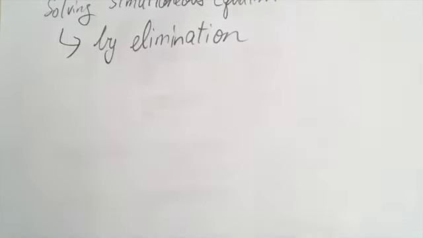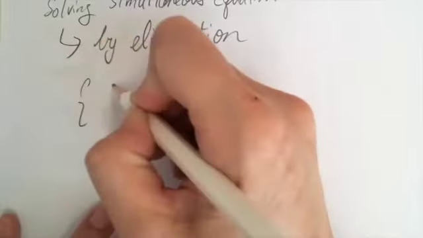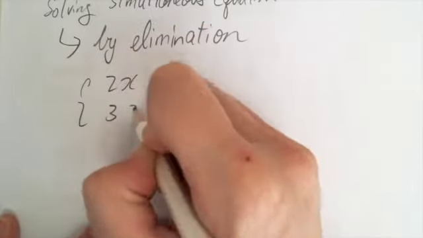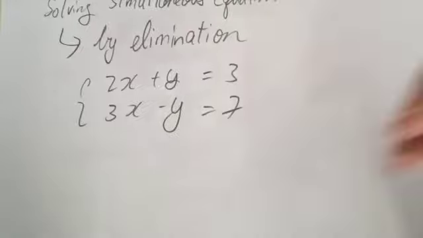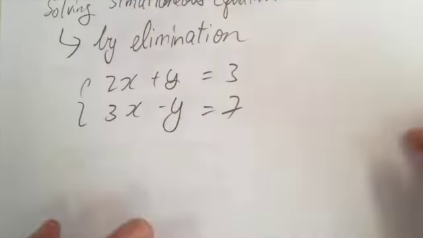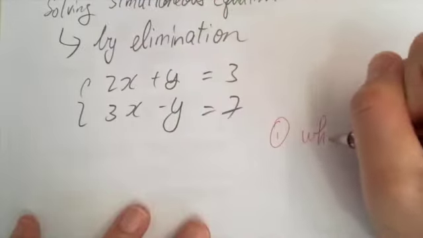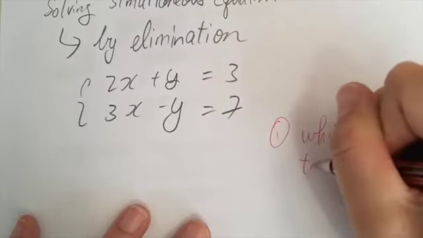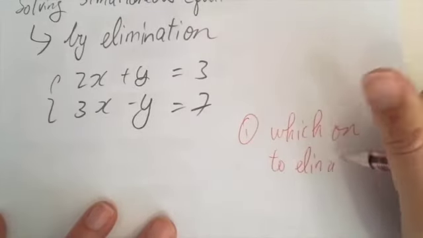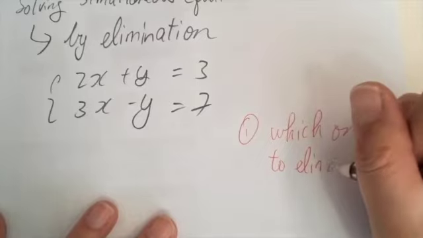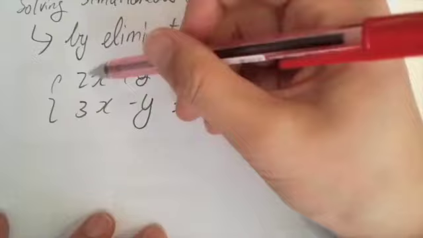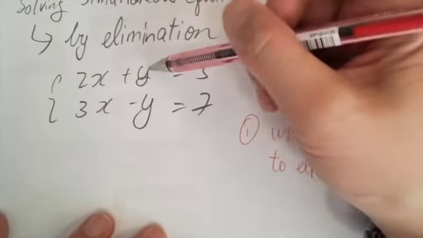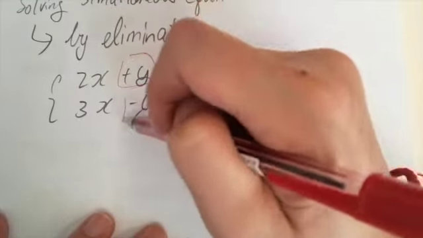Hi. Instead of substitution, we can still eliminate the simultaneous equation. So given two examples, 2x plus y equals to 3 and 3x minus y equals to 7. Alright, so when we check, we check on which one to eliminate. Looks like 2x and 3x doesn't work. Y and y, yeah, y will be taken to eliminate.